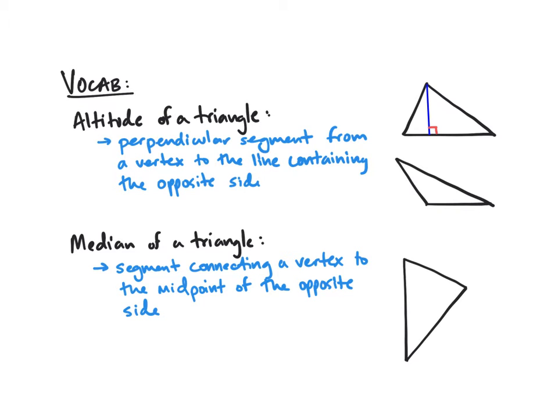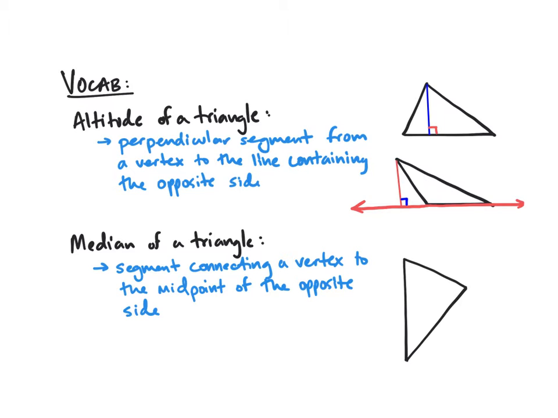So in that case, what we actually do is we temporarily extend that side. So we kind of pretend that that side keeps going over this way, right? This would be the line that contains this side of that triangle. And so now what we can do is drop an altitude that goes from that vertex and goes down and is perpendicular to that line that contains that opposite side. So that's what an altitude of a triangle is.